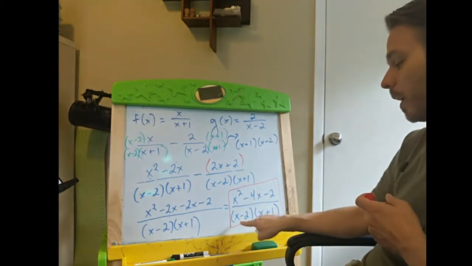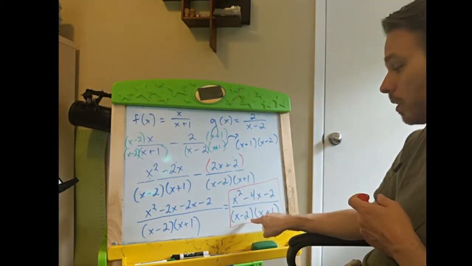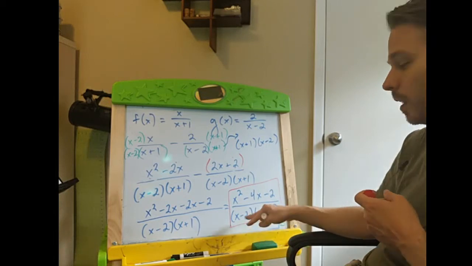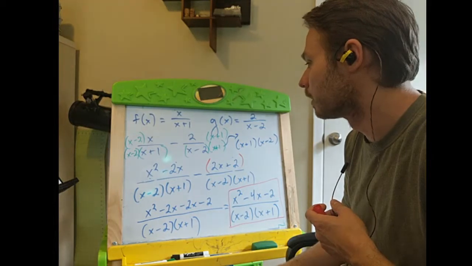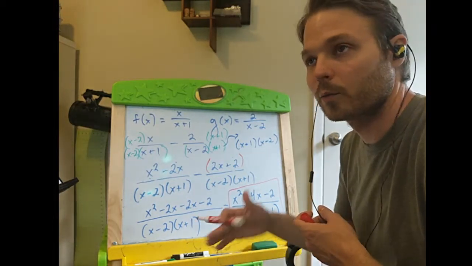Again, if you wanted to, you could write this as x squared minus x minus 2. That would be okay, but I like leaving them factored because factoring is difficult. So why make more work for yourself?